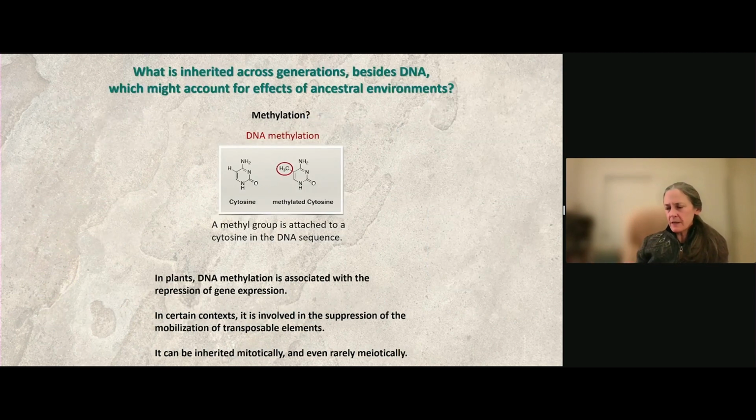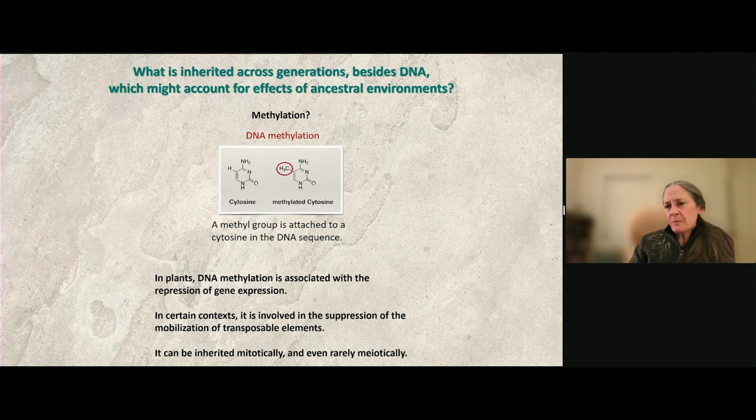So we see that gene expression does respond to ancestral environments. But the next question is, what is regulating that gene expression? Well, at this point, I can say we don't know, but one hypothesis is that it is DNA methylation. So DNA methylation is the addition of a methyl group to a cytosine residue in a DNA sequence. And in plants, DNA methylation is associated with the repression of gene expression and the suppression of mobilization of transposable elements.